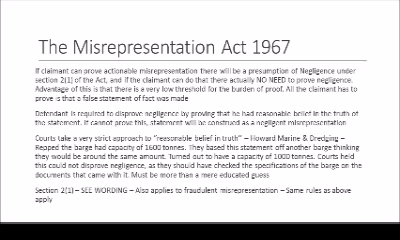So once the claimant has proved that there's an actionable misrepresentation, the burden of proof then shifts to the defendant, who then has to disprove negligence by proving that he or she had reasonable belief in the truth of the statement. And if the defendant cannot prove that they had reasonable belief in the truth of the statement, then the statement will be construed as a negligent misrepresentation.